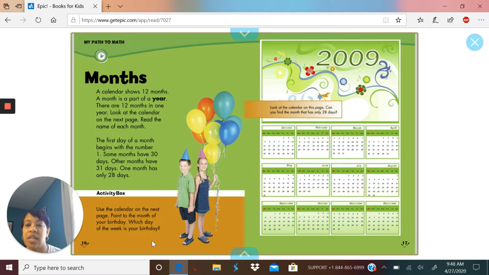It says you can use the calendar on the next page and point to the month of your birthday. Which day of the week is your birthday? Look at the calendar on this page. Can you find the month that only has 28 days? What is it, boys and girls? It's February, which is right here, 28 days.